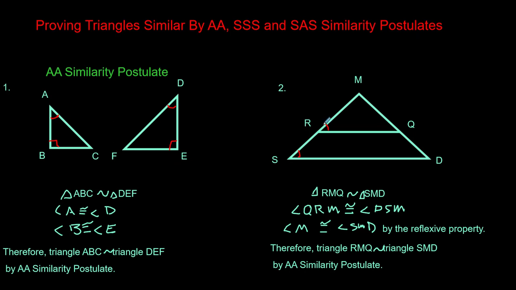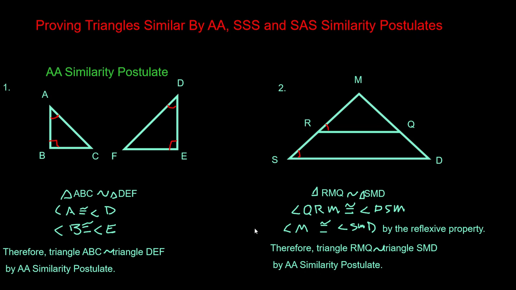Let's look at another example, but using the same similarity postulate, angle-angle. Here we have a smaller triangle inside a larger triangle. So we want to show that triangle RMQ is similar to triangle SMD. And in the given, we're told that angle QRM is congruent to angle DSM. And we're also shown that angle M is congruent to angle SMD because they're the same angle.